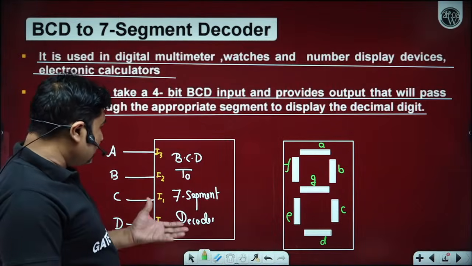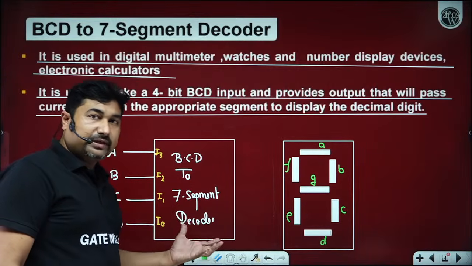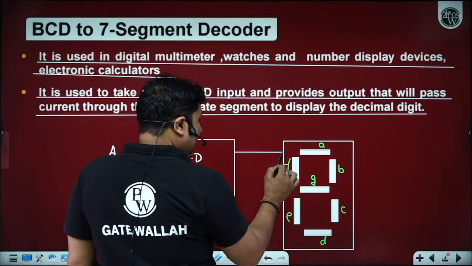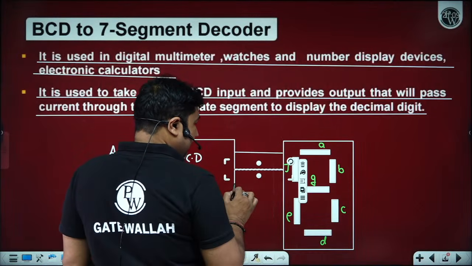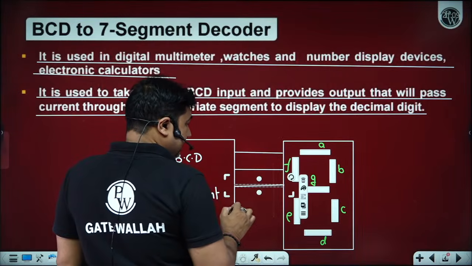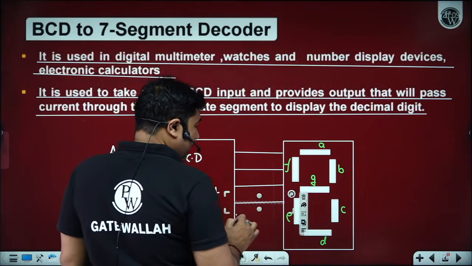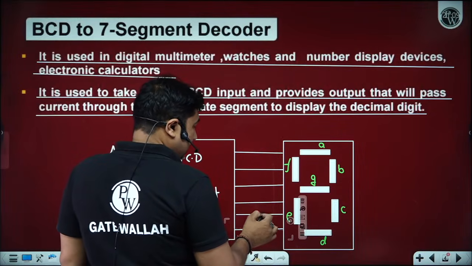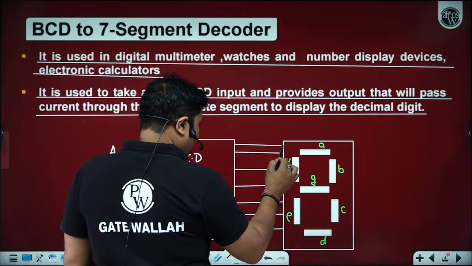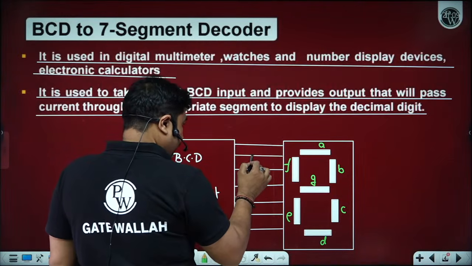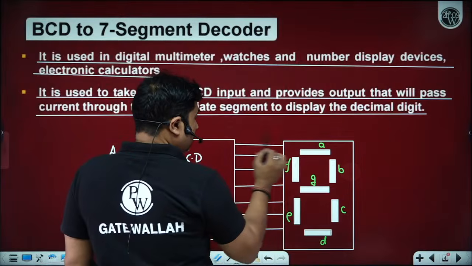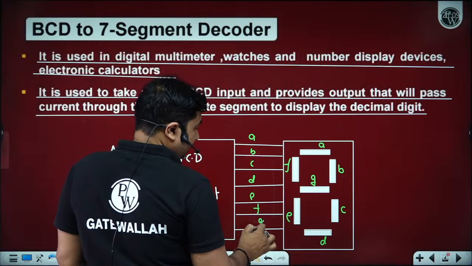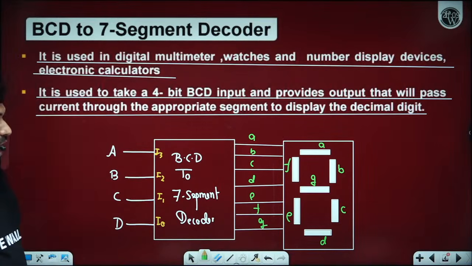Now we have to design a BCD to 7 segment decoder, and we have 7 output pins which are connected with the appropriate segments, like output pin A is connected with segment A, output pin B is connected with segment B, and so on. A, B, C, D, E, F, G. How many of you able to understand up to this part?